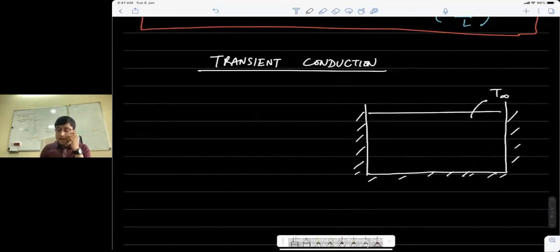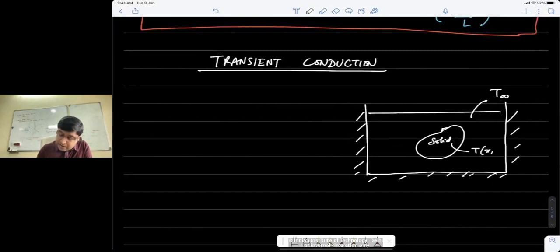Okay, and I had a solid, which was a hot solid, and at T0, I put it inside this fluid. So maybe the solid was some potato, who knows what else it is. So maybe some ball or some material. So let's say this solid had a temperature T(x, 0).